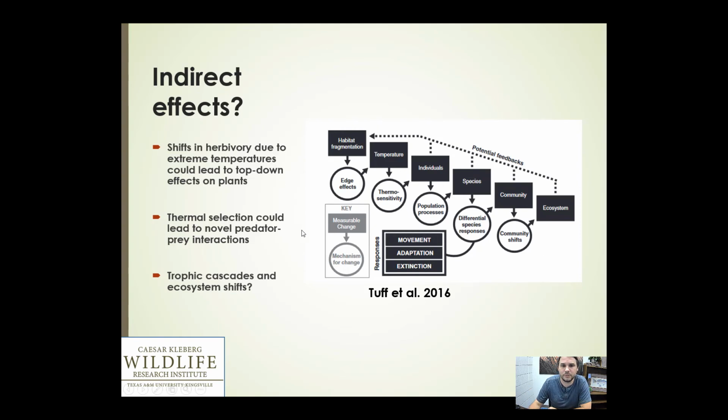And this is kind of a framework here that suggests that as habitat fragmentation facilitates edge effects, we could expect that changes in temperature associated with those edge effects influences the thermosensitivity of individuals, which leads to changes in population processes, which then ultimately affects the species and the community of a landscape, which could lead to fundamental ecosystem changes and community shifts in those ecosystems. So this is an area of research that is growing, and hopefully we gain more knowledge in that.